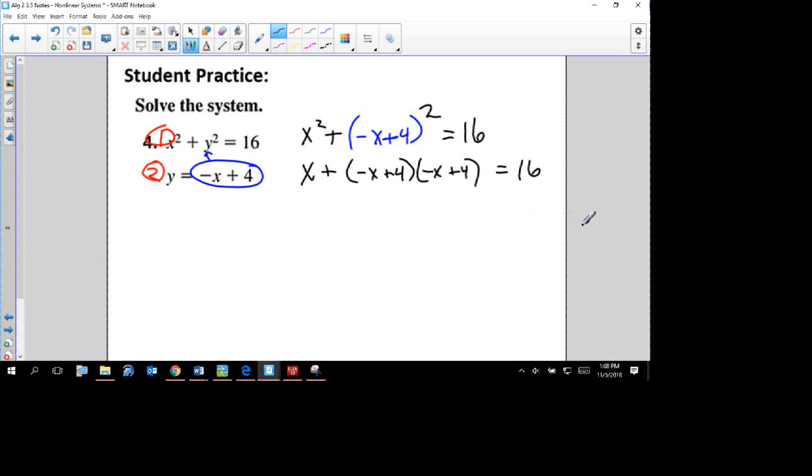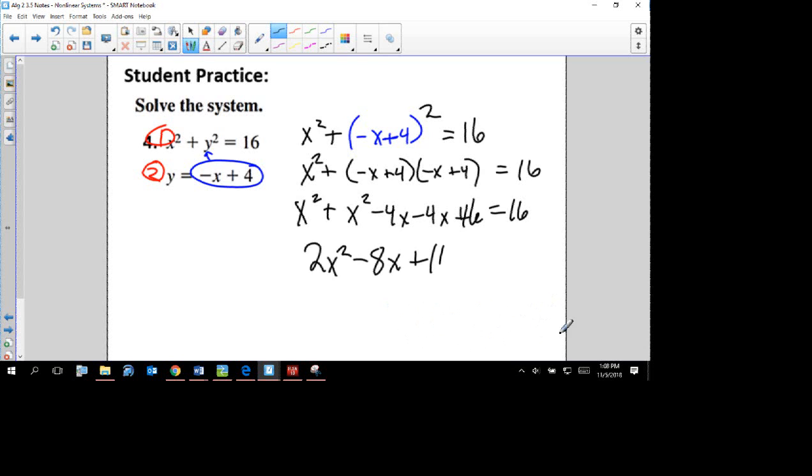And then we're going to distribute. x squared minus 4x plus 16, plus 16. Combine your like terms. 2x squared minus 8x plus 16 equals 16.